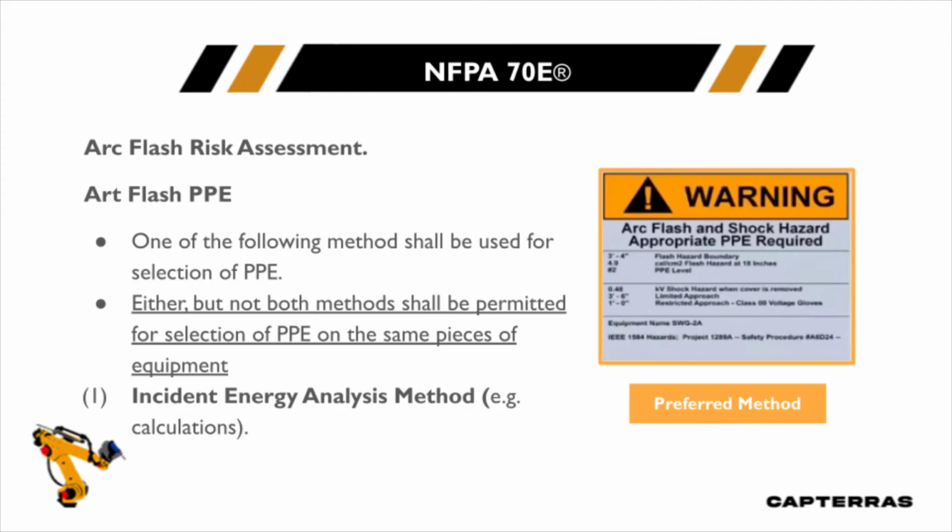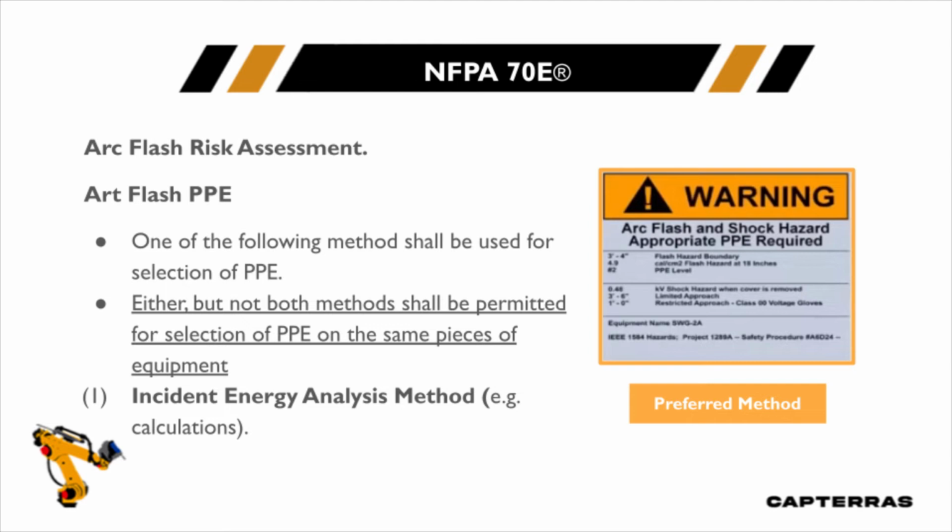So an arc flash risk assessment is called for. One of the following methods shall be used for the selection of PPE. Either, but not both, methods are permitted for PPE on the same piece of equipment. In other words, we can take a piece of equipment and use one method or the other. Now we can use both within the same facility, and that may be where we have a facility, or part of a facility, where we haven't even completed the study yet.